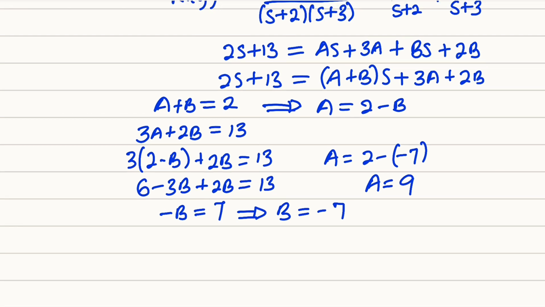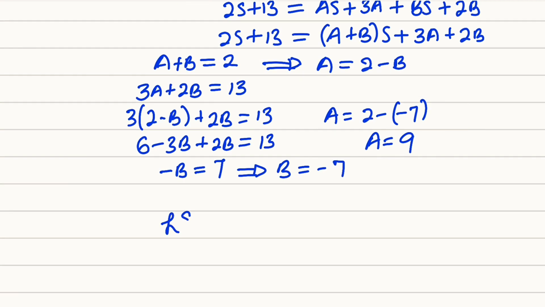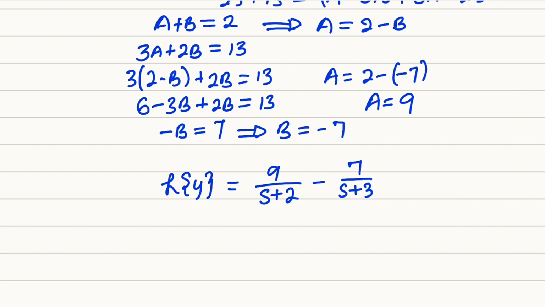We are going to plug them back into this expression. The Laplace transform of y will now be equal to a, which is 9, divided by s plus 2. That is our first factor. Then minus 7 divided by the second factor, which is s plus 3. Remember, we are looking for y, so now we are free to take the inverse Laplace transform of both sides. If you take the inverse Laplace transform of this, the inverse Laplace transform will cancel the Laplace transform, leaving only y. So to the left, we have y.